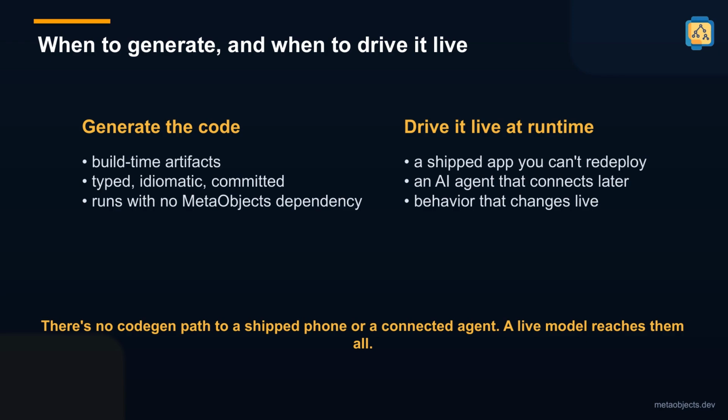So, when do you generate, and when do you drive it live? Generate for build-time artifacts, typed, committed, dependency-free. Drive it live when CodeGen can't reach. A shipped app you can't redeploy, an agent that connects tomorrow, behavior that changes on the fly. A photograph can't reach them. A live model can.